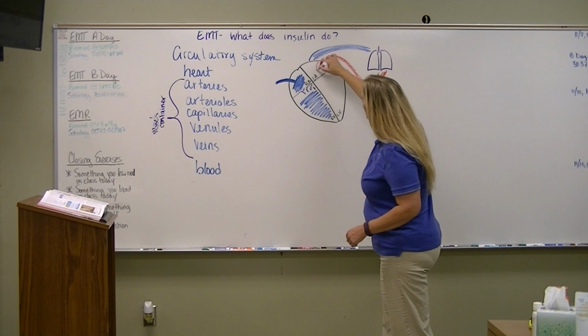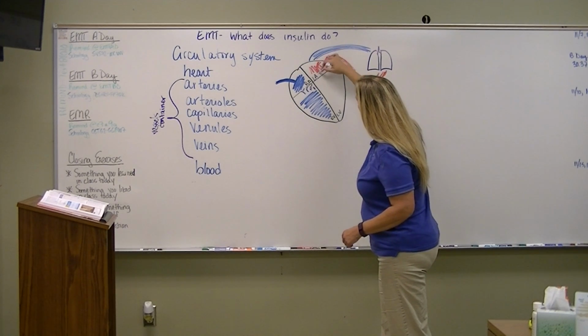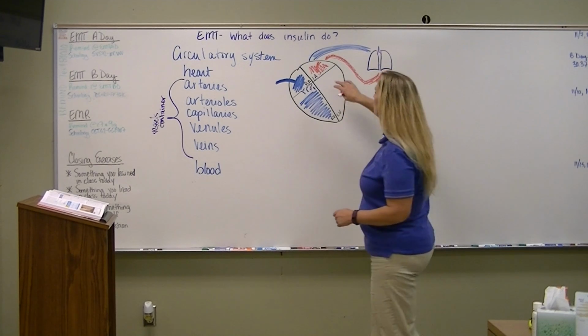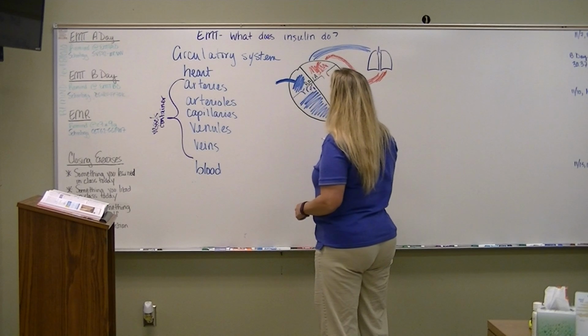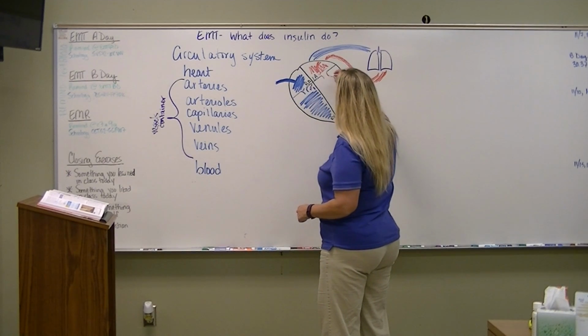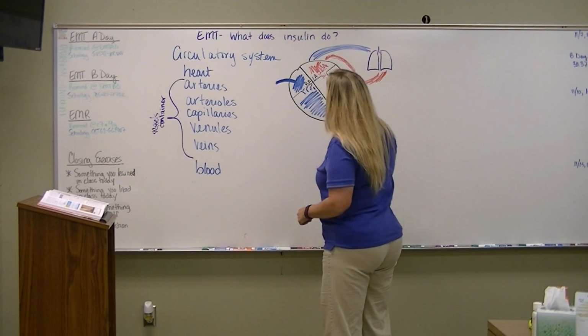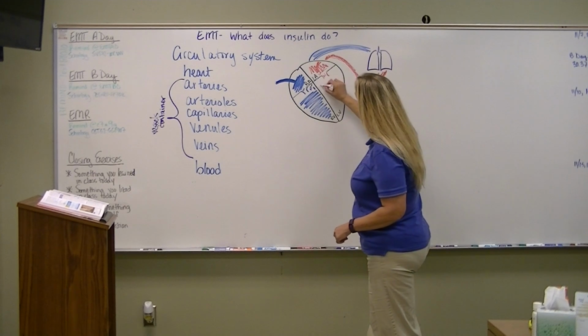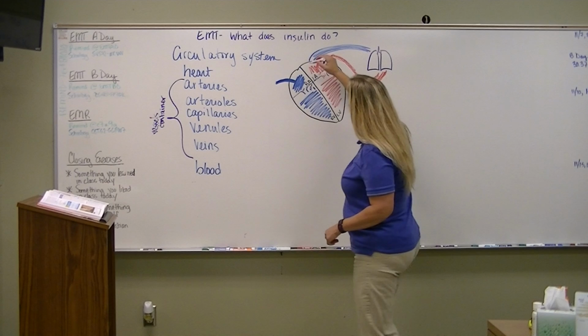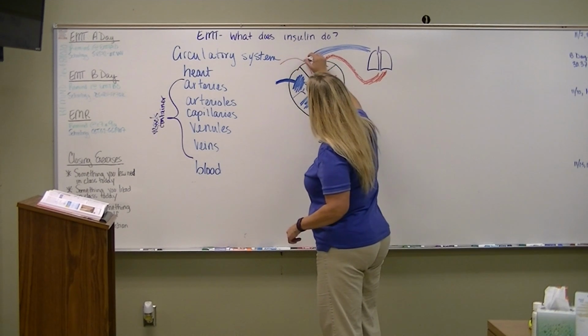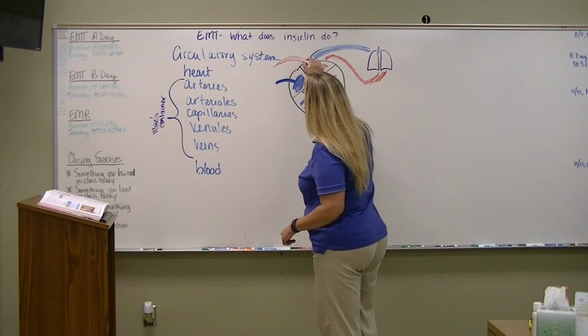Okay? It's going to come into our left atria, and it's going to fill the left atria. Then when the left atria contracts, it's going to go through the bicuspid, which is also called the mitral valve. And it's then going to fill the left ventricle. And when the left ventricle pushes it out, where's the left ventricle going to send that? To the body.